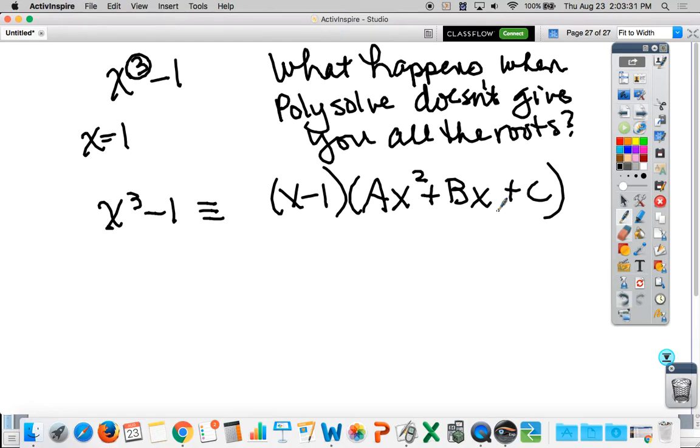So I can basically divide x minus 1 into x cubed minus 1, and I will get a quadratic that I'm not able to factor. This will be unfactorable. In other words, it's called a prime factor. This one is unfactorable. It is prime. That's right.